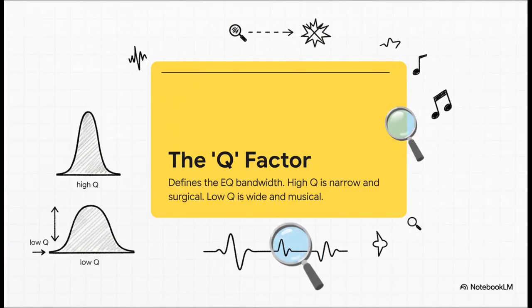Now, the secret weapon here is something called the Q factor. All Q means is how wide or narrow your EQ move is. When we're doing this surgical stuff, we use a high Q. That gives us a super narrow, precise little scalpel to cut out the bad stuff without messing up all the good stuff right next to it.